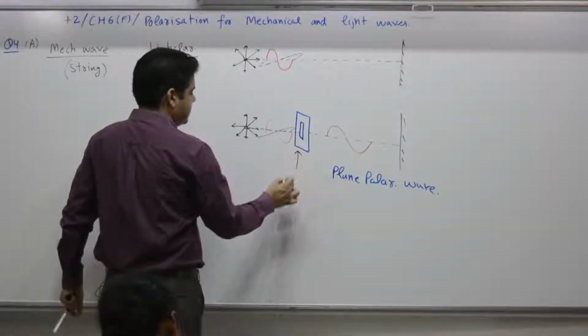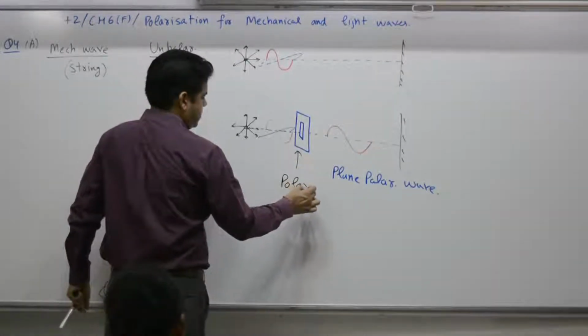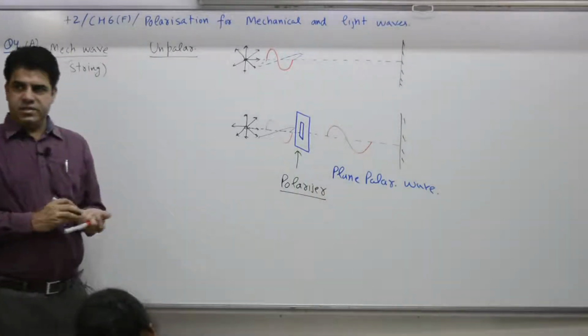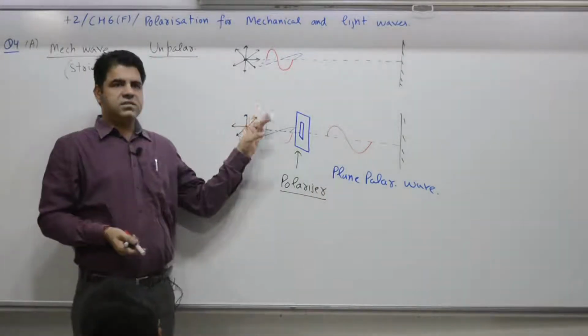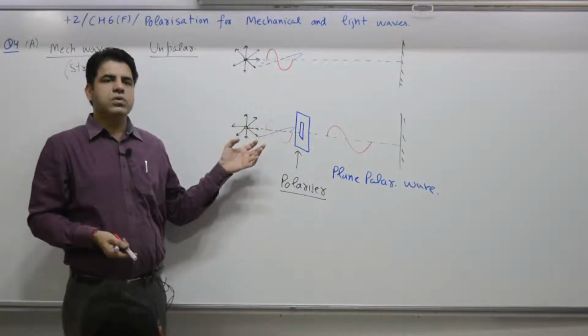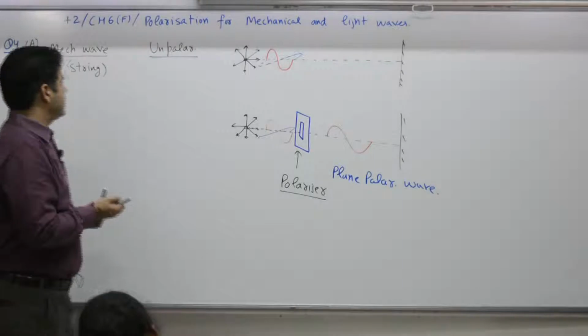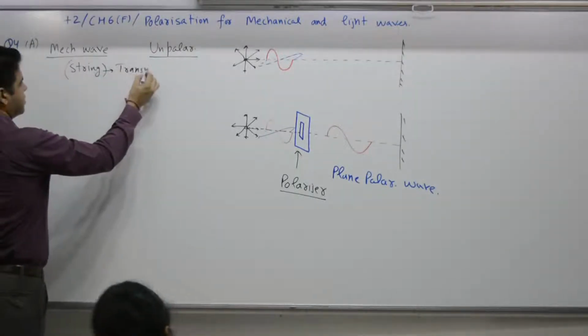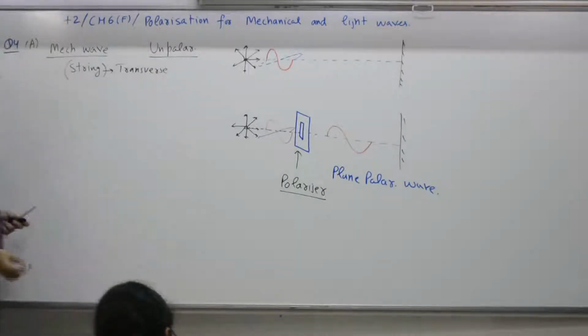And the device which does it is a polarizer. So what is a polarizer? It is a device which converts unpolarized wave to polarized. This is a string, transverse. Only transverse wave.